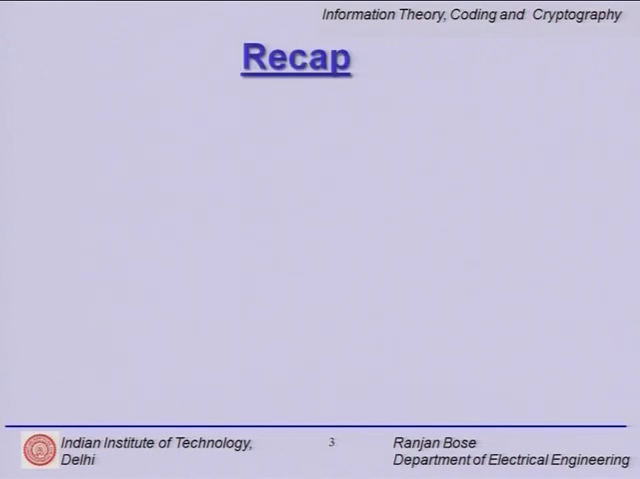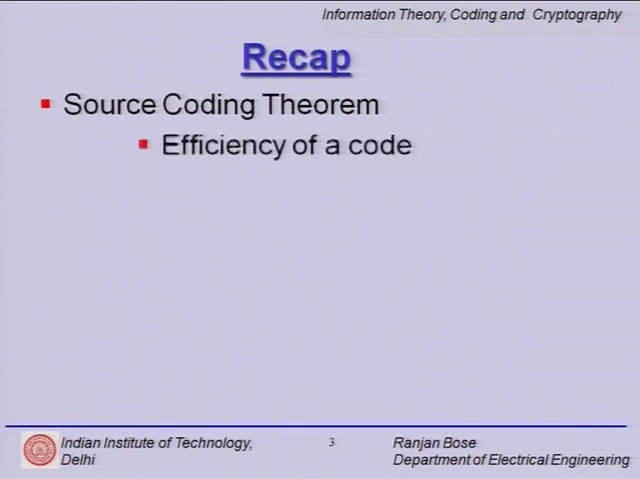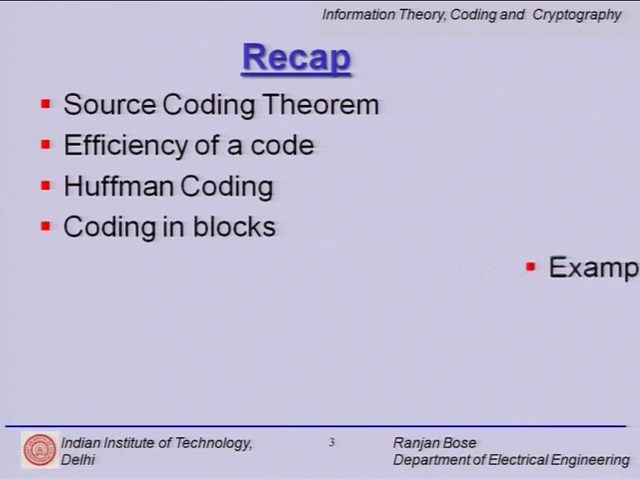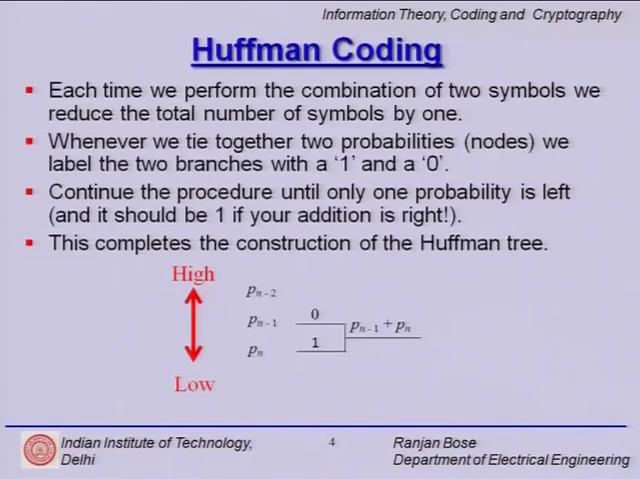We start with a brief recap. We did look at the source coding theorem. It tells us what is the best we can do in terms of compression. We then defined the efficiency of a code, followed by some examples on Huffman coding. We also saw that coding in blocks helps. So let's quickly refresh what we did regarding Huffman coding with an example.